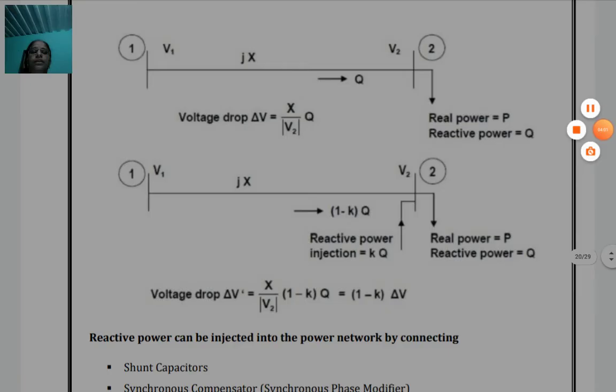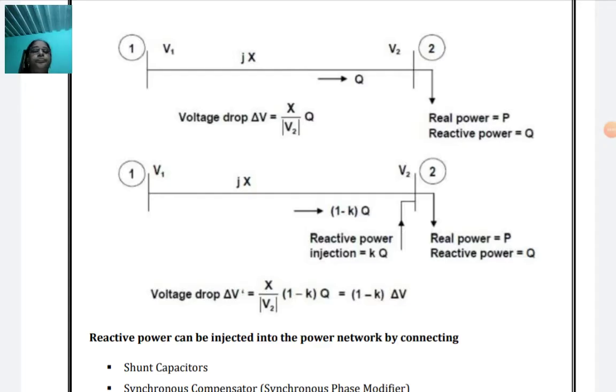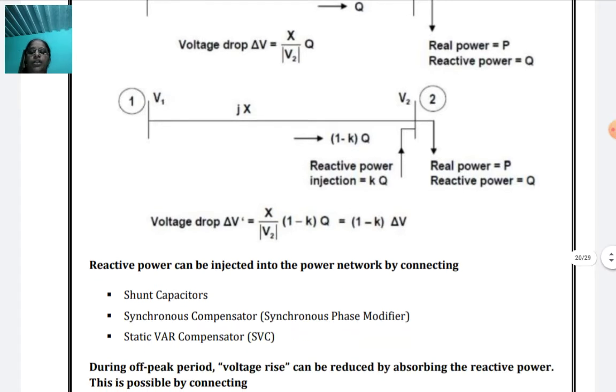Now you see the diagram. In this diagram there is real power P, reactive power Q, and two voltages V1 and V2 with jX in between. In the first diagram, the voltage drop del V is equal to X divided by modulus of V2 into Q, where Q is the reactive power flow. In the second diagram, the voltage drop del V is equal to X divided by modulus of V2 into (1 minus K) into Q. So what is the problem here?